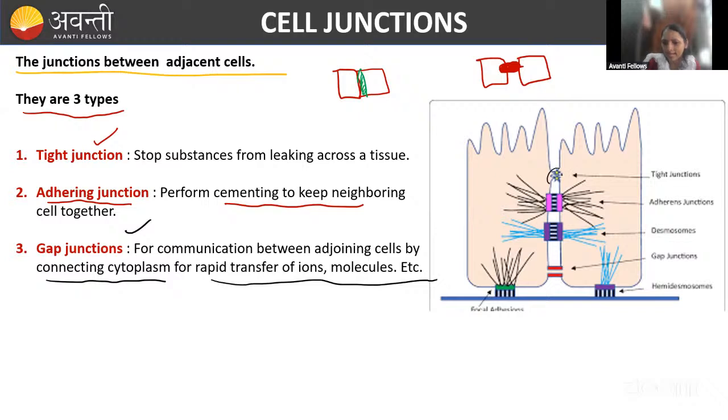Here you can see this is a tight junction, and here you can see this is the adhering junction, and this is the desmosomes, and all the other things are not required. You study only these three, that is enough. Here in the gap junction, you can see there is a gap.